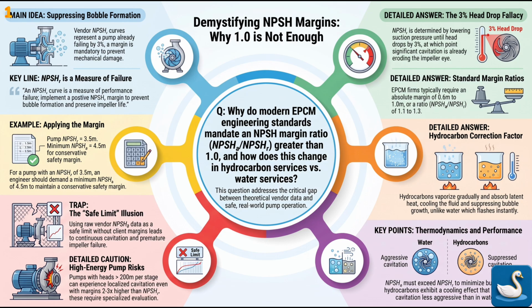Let us move to the second part of the inquiry. Refineries move complex hydrocarbon mixtures. How does the physics of cavitation change when pumping hydrocarbons versus water? It changes significantly due to the thermodynamic properties of the fluids, which introduces a hydrocarbon correction factor. Pure water flashes into vapor instantly when the pressure drops below its vapor pressure line. It is a violent, immediate phase change. Hydrocarbons, conversely, are multi-component mixtures of varying molecular weights. Because of this, they vaporize gradually over a temperature gradient.